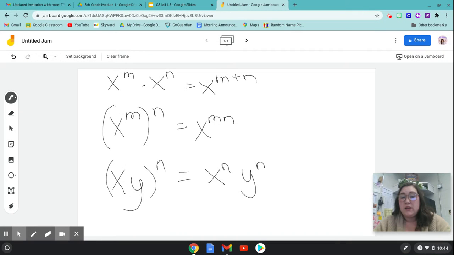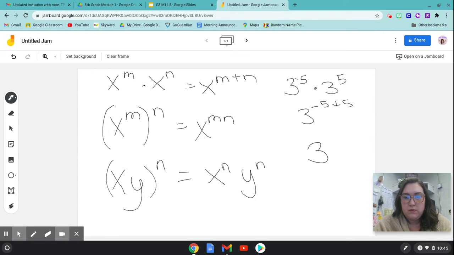I'm going to try and apply it to this rule up top, and I'm going to do that by using the reciprocal. So I'm going to go 3 to the negative fifth times 3 to the positive fifth. I'm just going to do the opposite, see what I get. That would simplify to 3 to the negative fifth plus the fifth, which would simplify to 3 to the first.